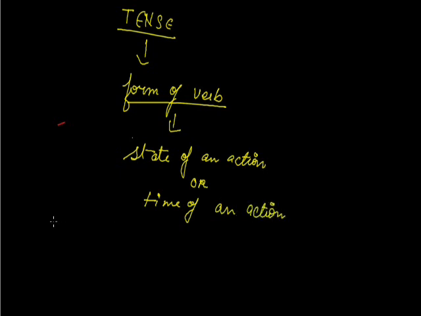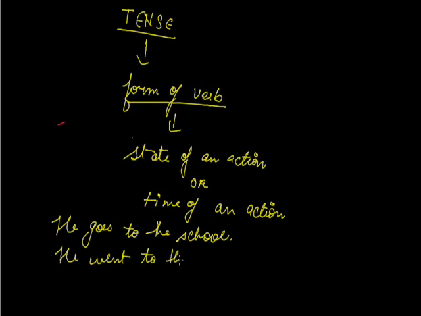Now suppose we take an example. We will take three examples where we are having three tenses basically. First is present tense, past tense and future tense. If we take an example, he goes to the school. Second example we will take, he went to the school. And in the third example we will take, he will go to the school.